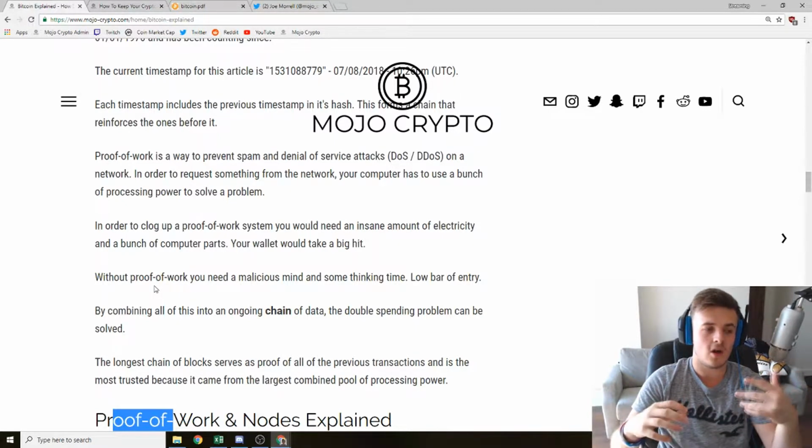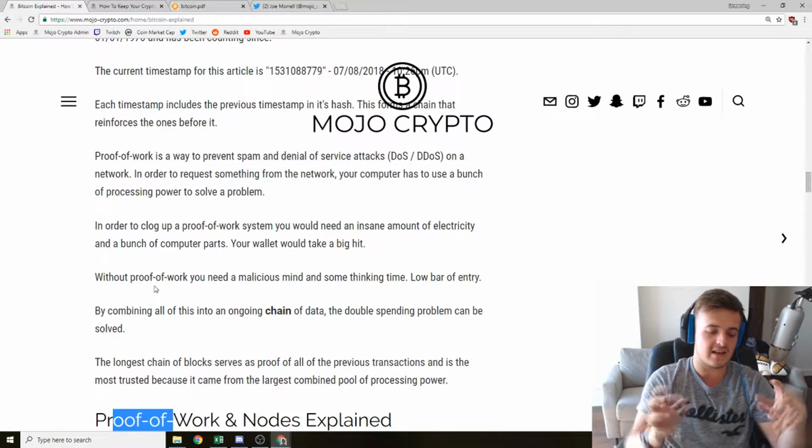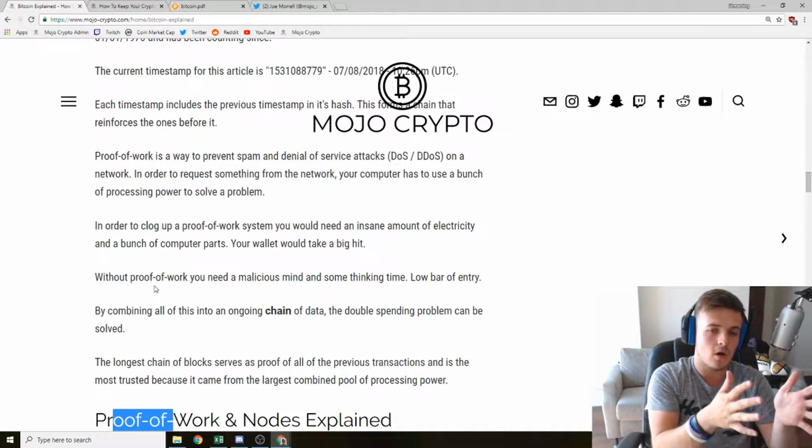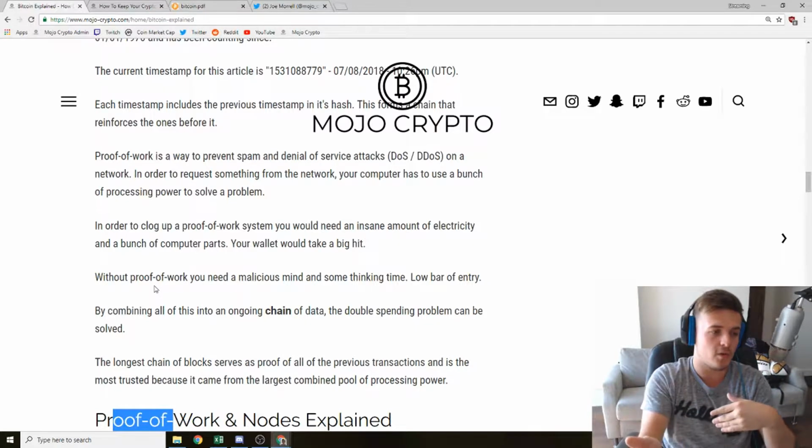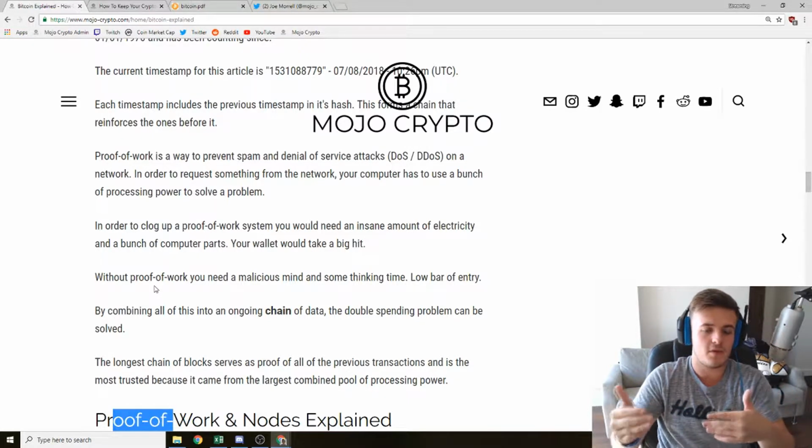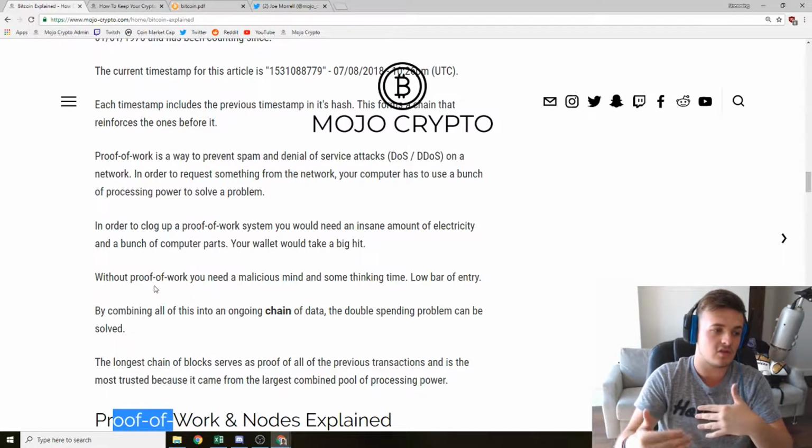A captcha is sort of similar, requiring time and human resources to solve it. It's a similar thing, but with proof of work, a computer can do it, though it requires a lot of processing power. So a captcha is like a human-based proof of work, whereas with proof of work in Bitcoin's case, a computer can solve it, but it takes a long time because the problem's hard to solve.